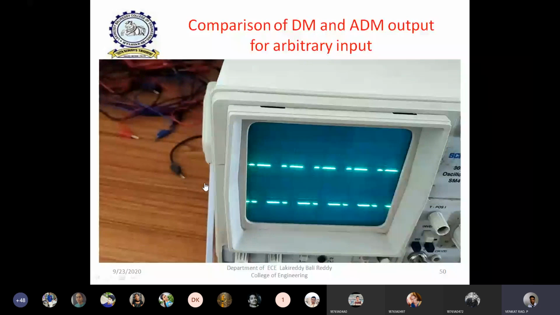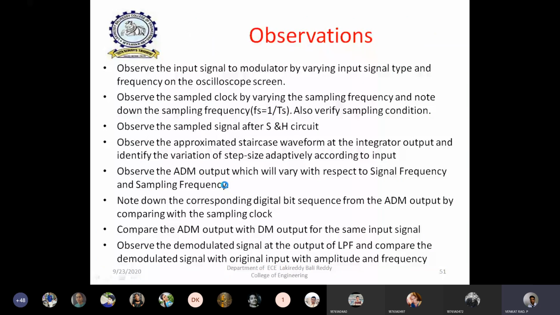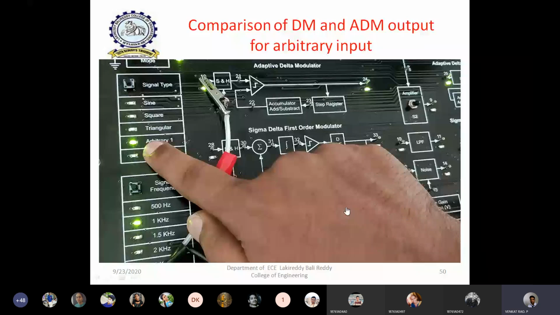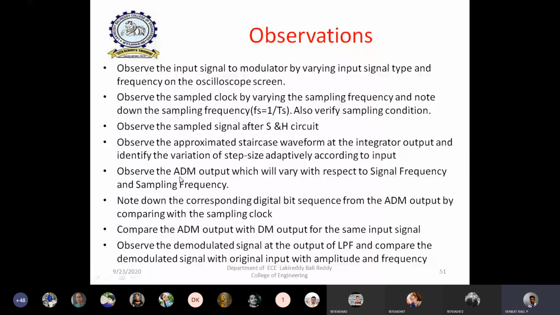If you observe the demodulation output, it is the same as for the delta modulation. If you observe the output of the low pass filter, it is easy to see the demodulation output. That is not shown here, so you can easily observe the demodulation of the adaptive delta modulation. Again, the observations are the same as for the delta modulation, but finally we need to compare the adaptive delta modulation output with the delta modulation output for the same input signal. Only then are you able to observe the difference between delta modulation and adaptive delta modulation.